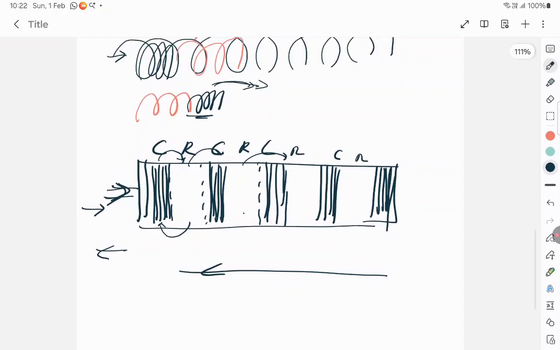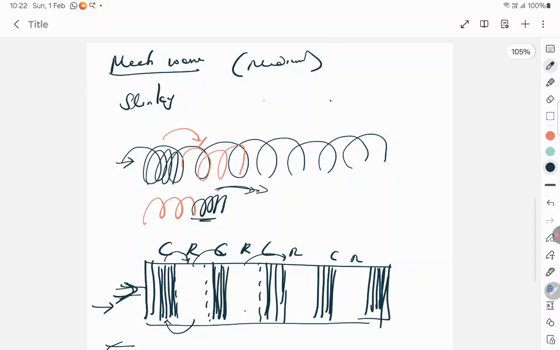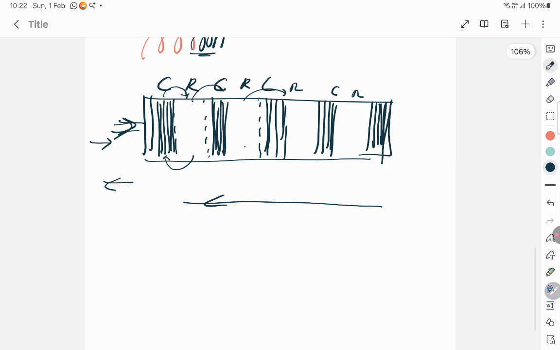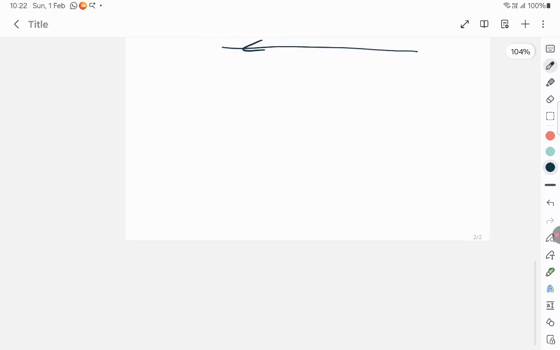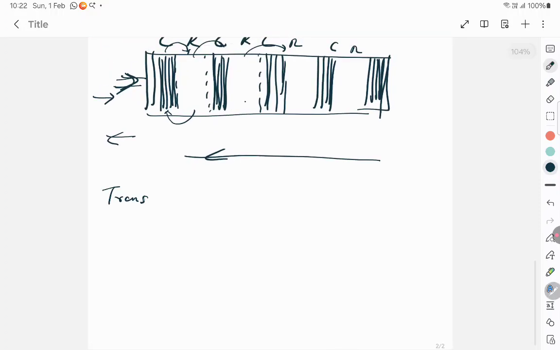Okay, so this explains the slinky model. This is called a spring model, which explains longitudinal waves, and this is explained by means of compressions and rarefactions. So a longitudinal wave is always like this. Then what is a transverse wave?